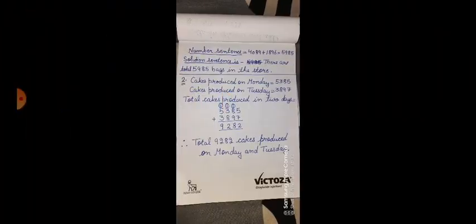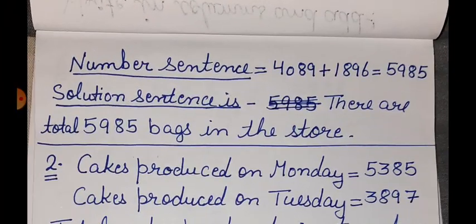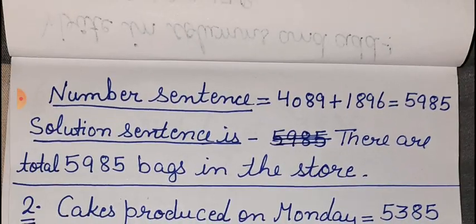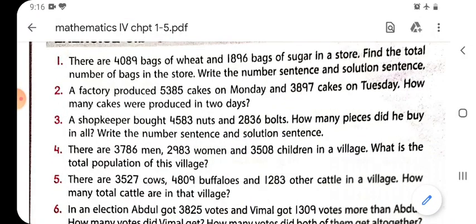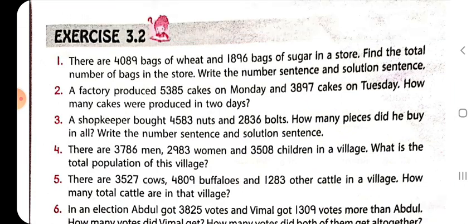Okay, now after that you have to write the number sentence and solution sentence. Okay, moving to the next question. Question number 2. A factory produced 5385 cakes on Monday. That means the factory has produced how many cakes on Monday?